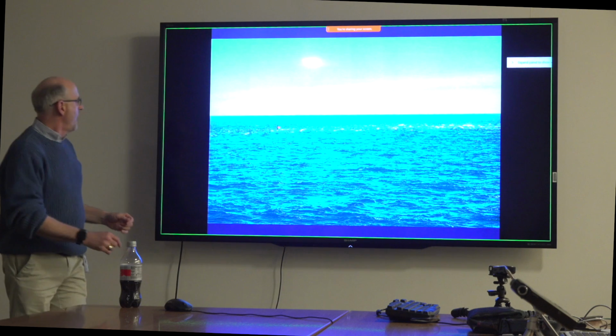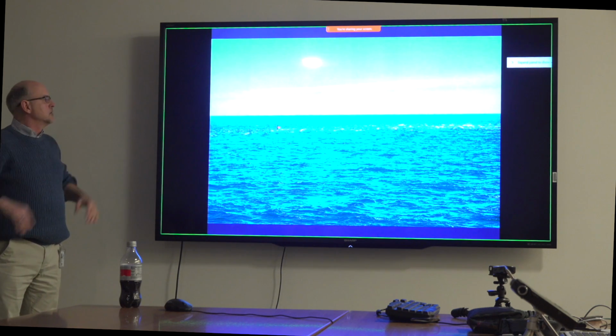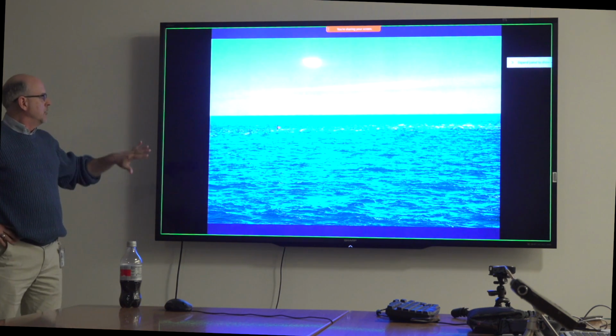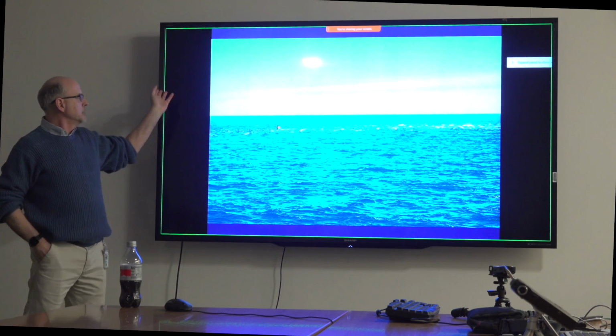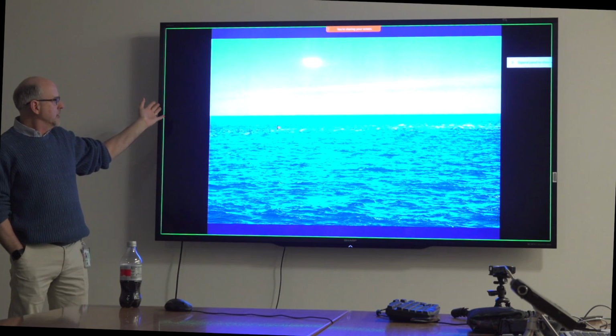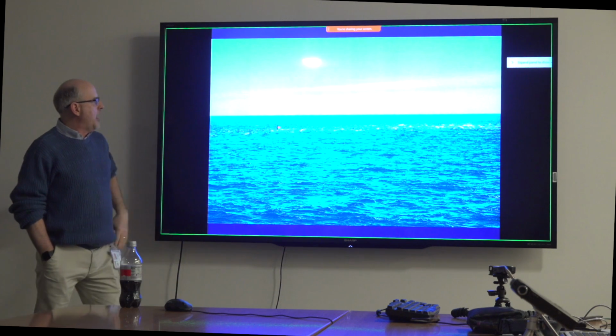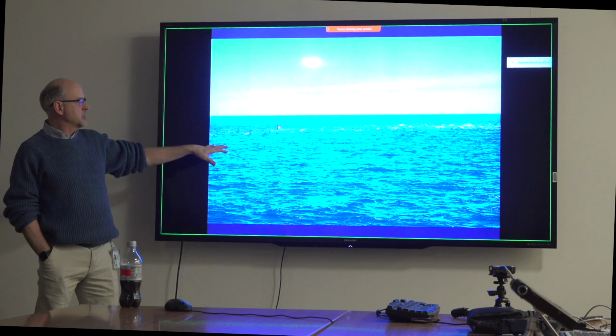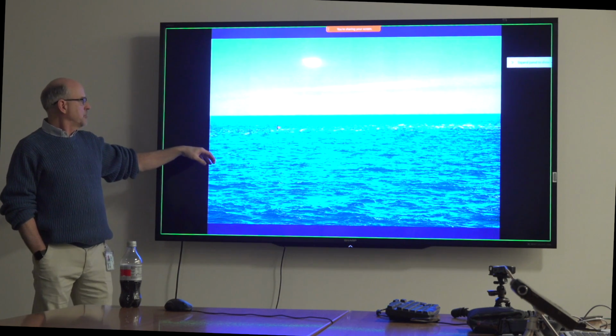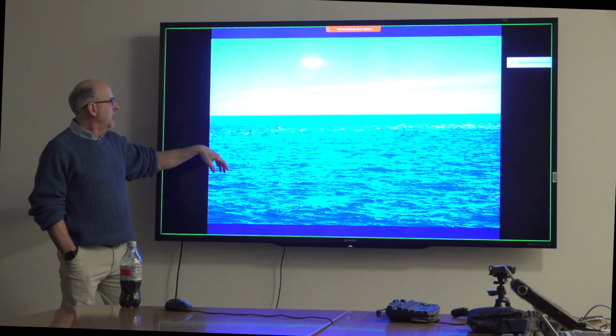Okay. This is Plum Gut. So this is between Orient Point, the North Fork of Long Island, and Plum Island. And the tide runs very, very strong. The current is relatively strong in this area. I was actually on the ferry when I took this picture 15 years ago or so.